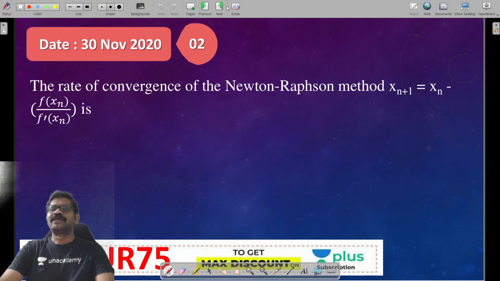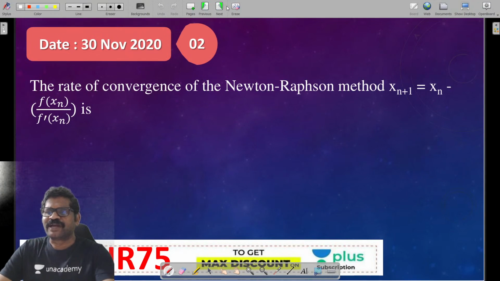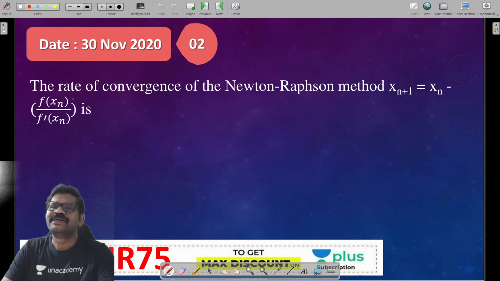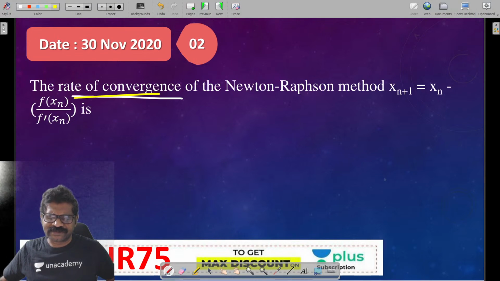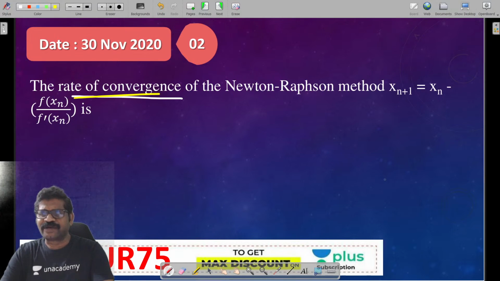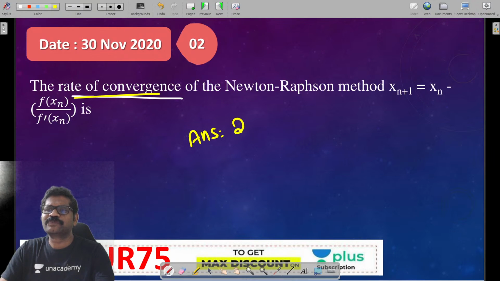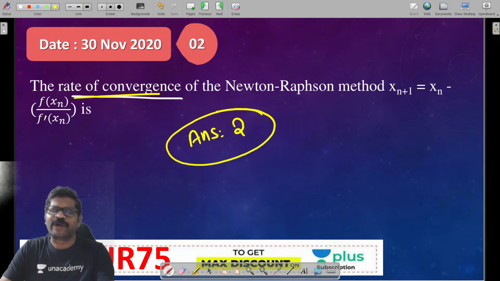Next, the rate of convergence of Newton-Raphson method, xn plus 1 equal to xn minus f of xn by f dash xn, is standard. The rate of convergence or order of convergence is 2. Quadratic.